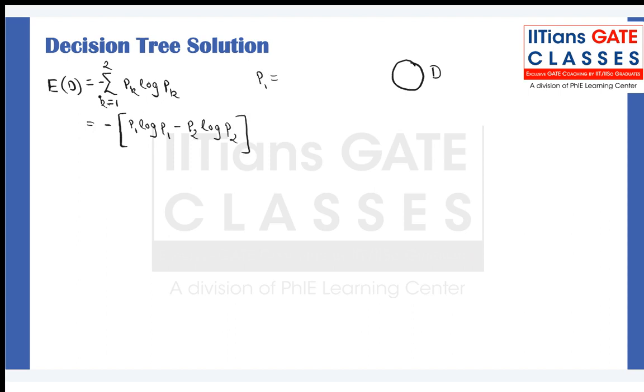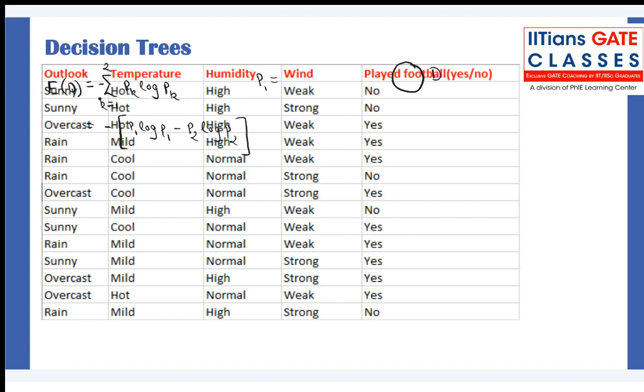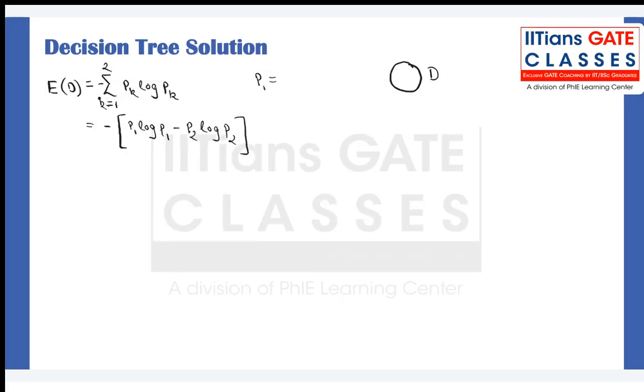So what is p1? If you look at all the data points, there are 14 data points. Out of 14, let's say P1 denotes the probability of yes. There are 9 yeses. So 9 by 14 is the probability for P1, and for P2, it is 5 by 14.